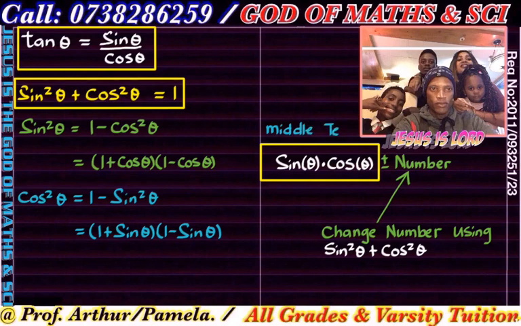I'm just giving you weapons in advance. So this sine times cos theta, it doesn't matter. There might be a number, a 2 there, or 3, or 5, or minus 7. It doesn't matter, but that's how you know to change this to become a number.